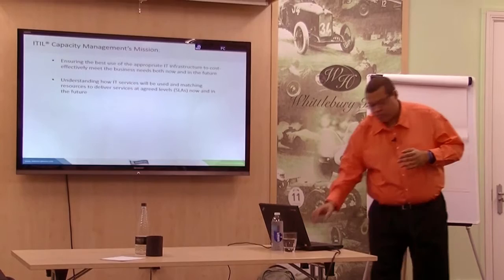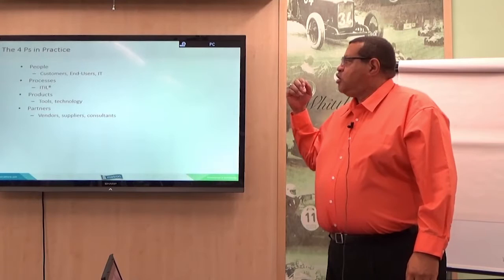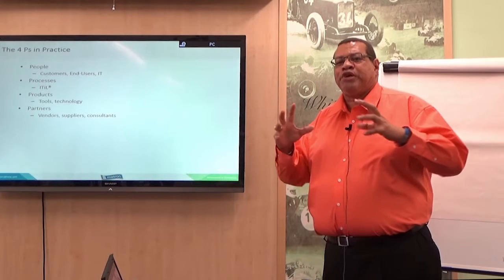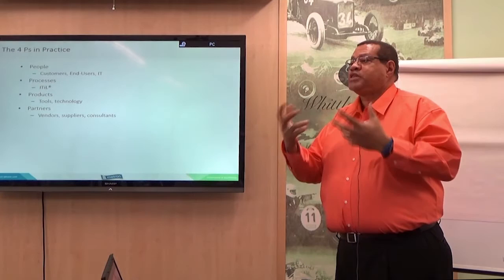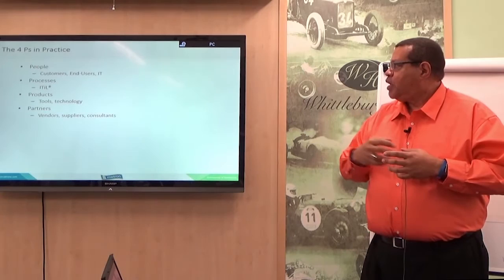So with that, you have the four P's that you put into practice. This talks about the four different categories or groups that you would deal with within capacity management. The people, that's more your end users, your stakeholders, those type of people, talking to them, gathering information. The processes, using ITIL as the framework.